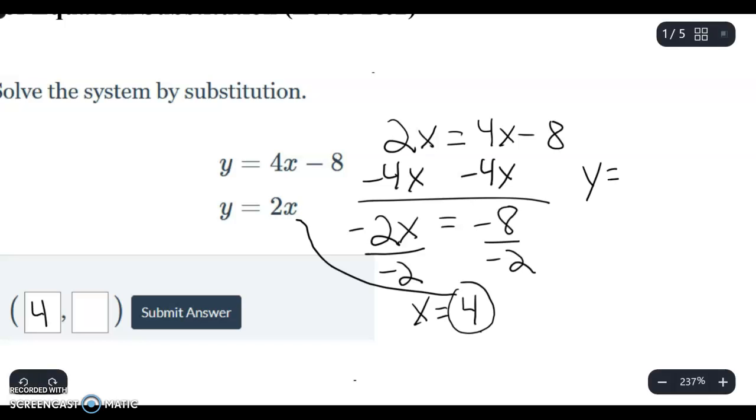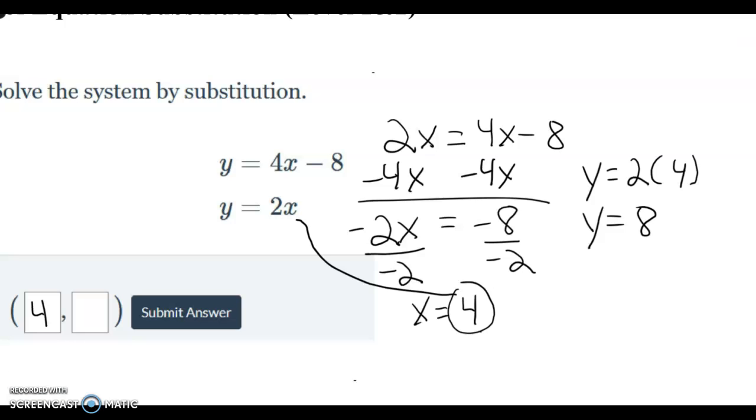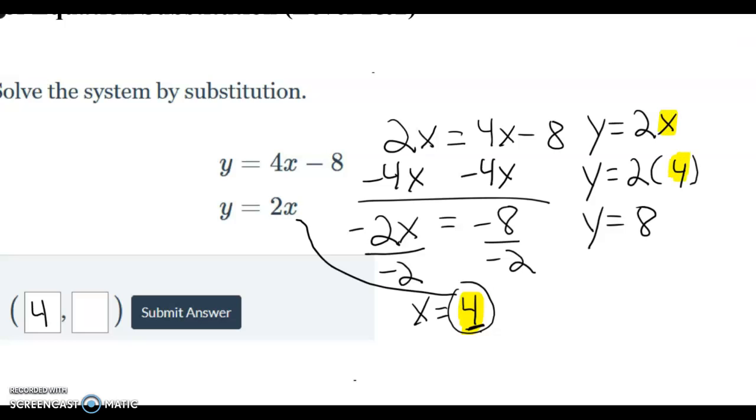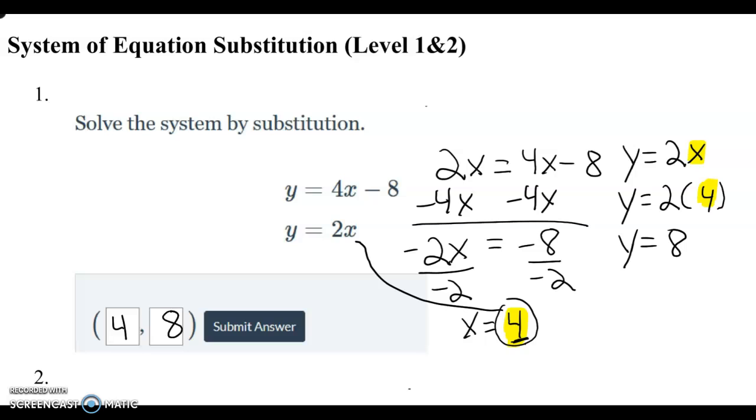So you got y is equal to 2 times 4. So y is equal to 8. Let's write this over here so you can see that as well. 2x, we're plugging in this 4 in for x. See that? So y is equal to 8. And that's it. That is the substitution method for level 1.